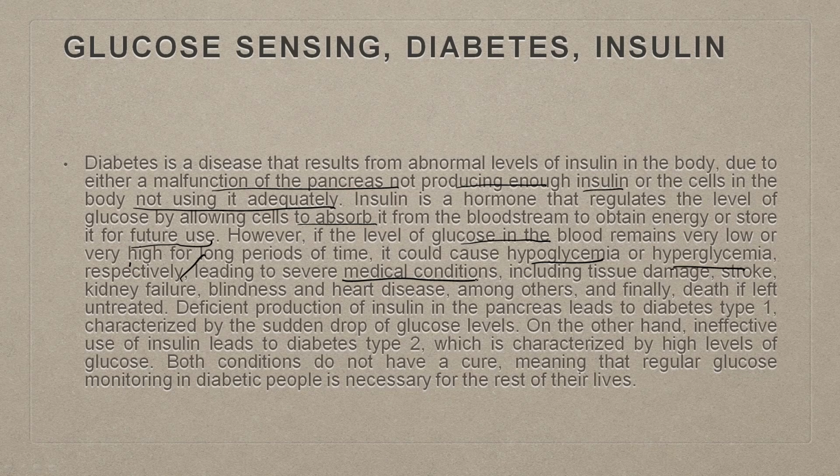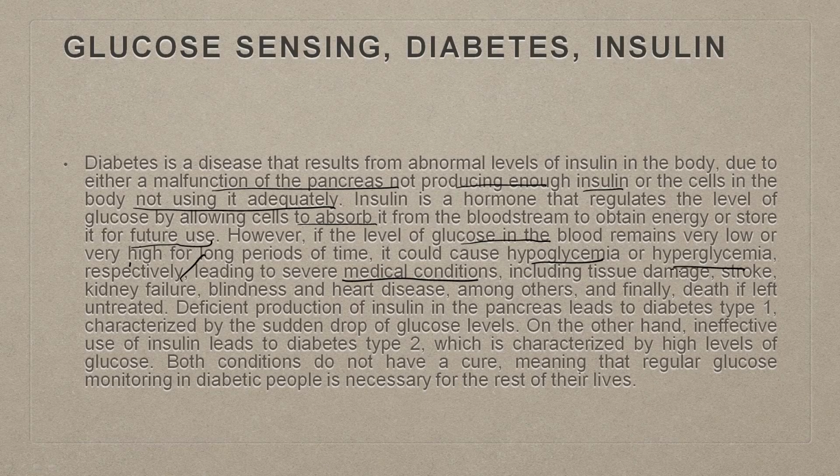As I have already mentioned, it changes the blood flow parameters because of the number of particles. If it increases, the flow slows down; if the number of particles decreases, it falls down, including tissue damage, stroke, kidney failure, blindness and heart disease among others, and finally death if left untreated. Deficient production of insulin in the pancreas leads to diabetes type 1. This is a new set of information, characterized by a sudden drop of glucose level. On the other hand, ineffective use of insulin leads to diabetes type 2, which is characterized by a high level of glucose.